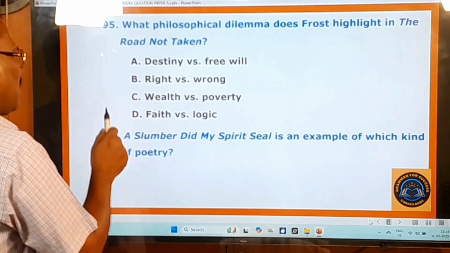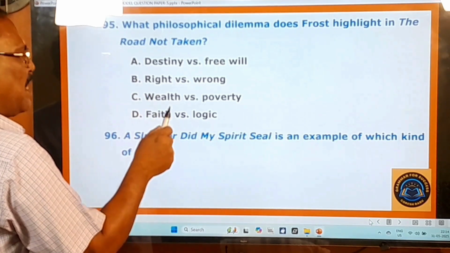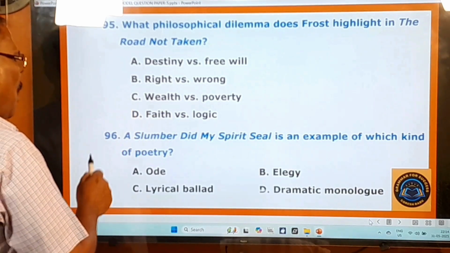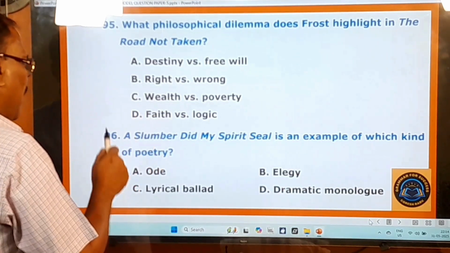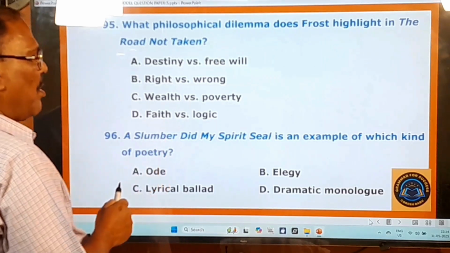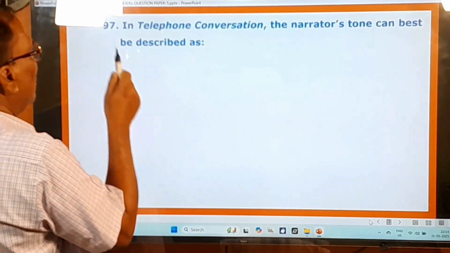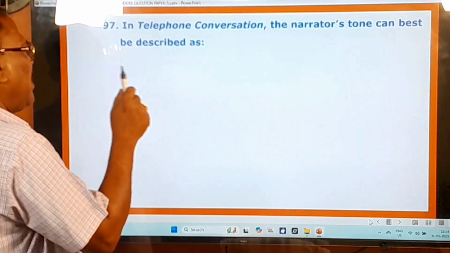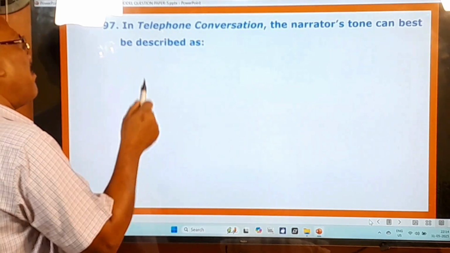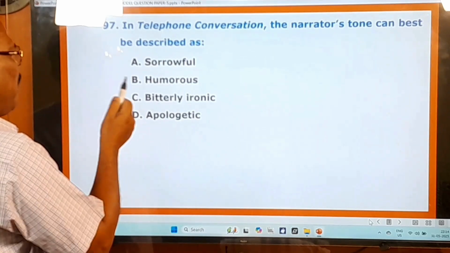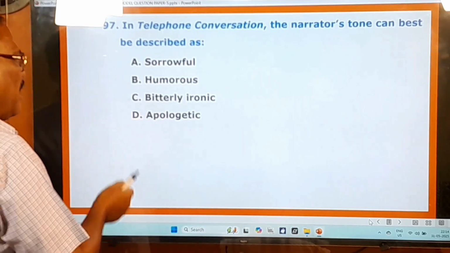96th question. A Slumber Did My Spirit Seal is an example of which kind of poetry? Ode, elegy, lyrical ballad, dramatic monologue. 97th question. In Telephone Conversation, the narrator's tone can best be described as sorrowful, humorous, bitterly ironic, apologetic.